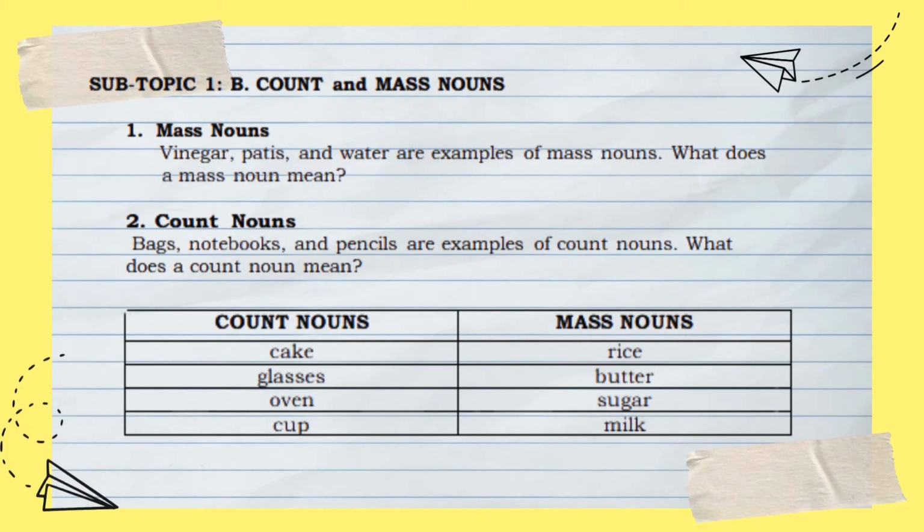So for count nouns, these are the nouns that you can simply count individually. For mass nouns, these are uncountable nouns. Meaning to say, you cannot count them. You really cannot count them, like vinegar, you cannot count it unless you put the vinegar in a bottle. You put the water in a bottle, so you're going to count how many bottles of water. But the water itself, you cannot count that. Okay.